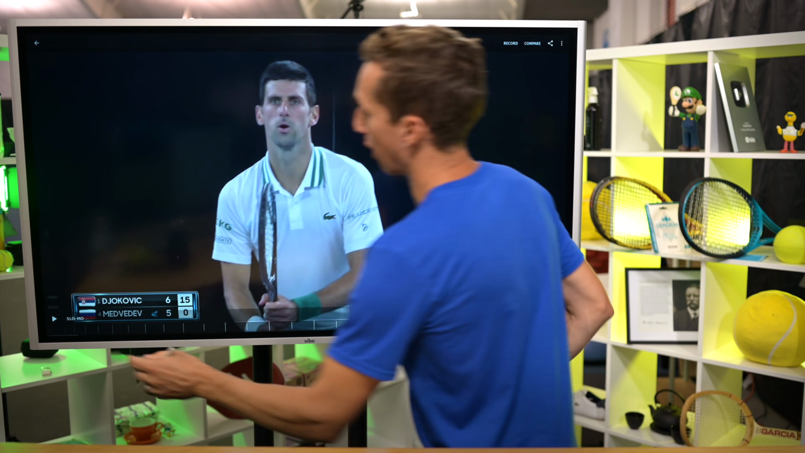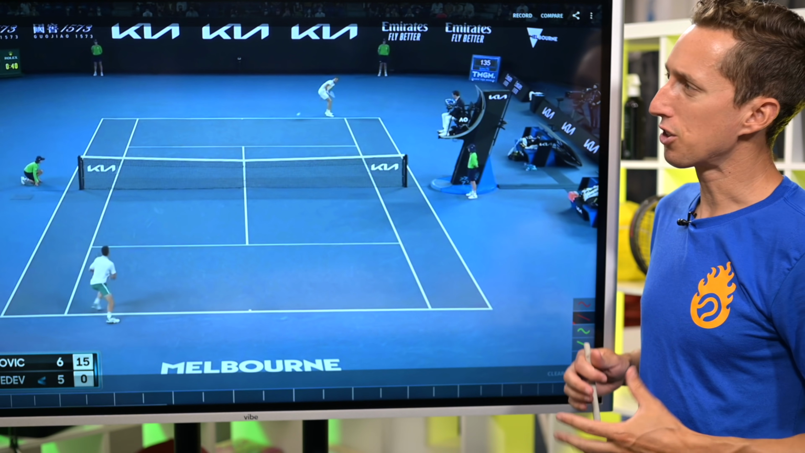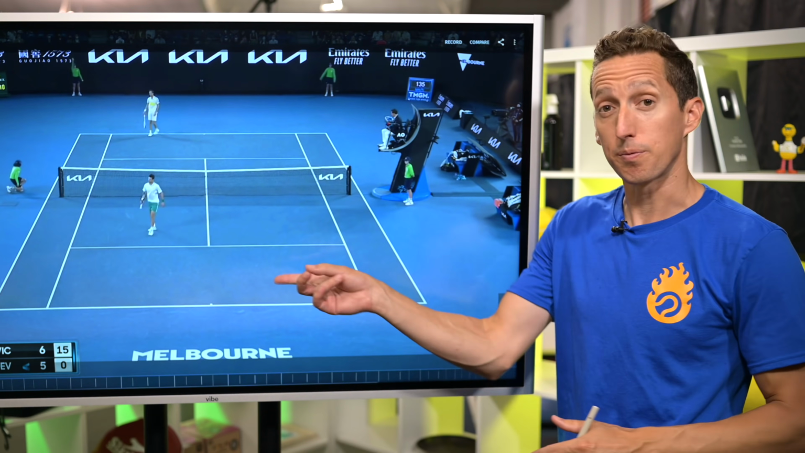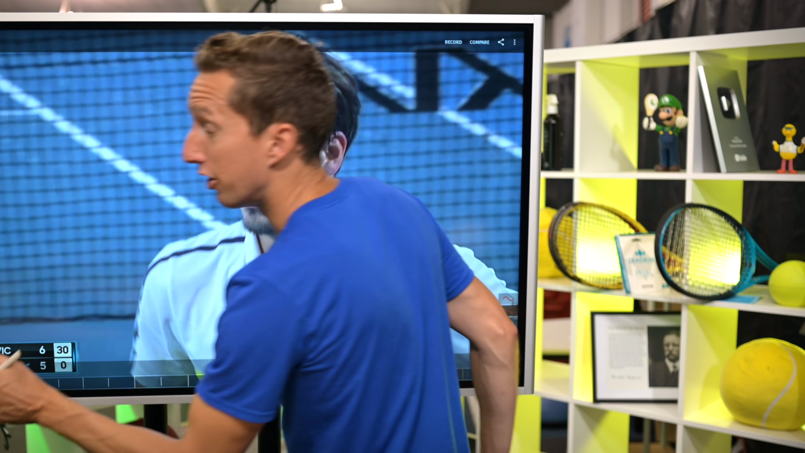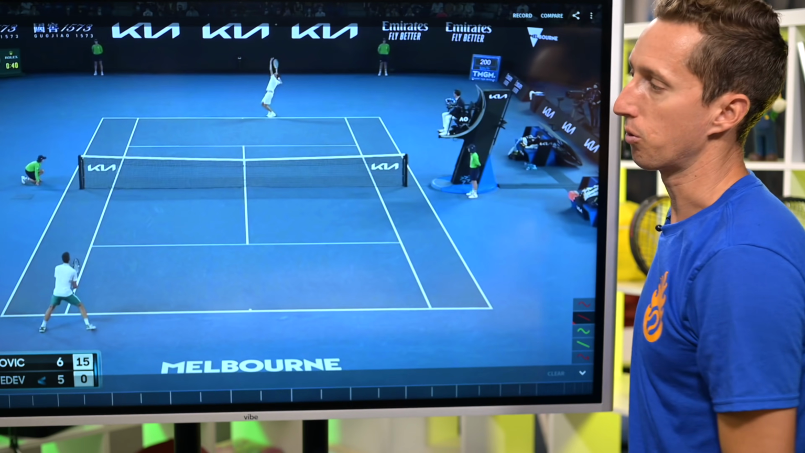Let's break down this point and I'll show you how you can stand someplace on the court to cause an error from your opponent. So let's play through this point first. And at first glance, it just kind of seems like a nothing error from Medvedev here. This is from the 2021 Australian Open, by the way. But Novak did something very purposeful, very specific here that made an error much more likely from Medvedev. Let's break down exactly what it was.